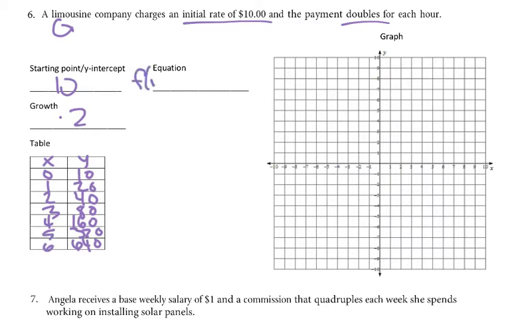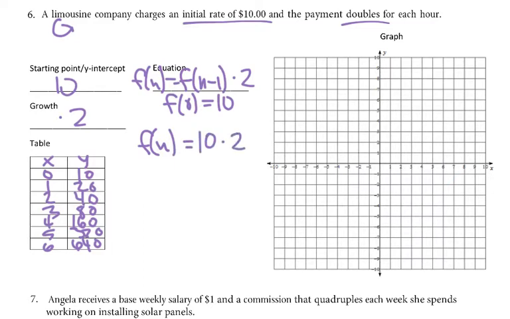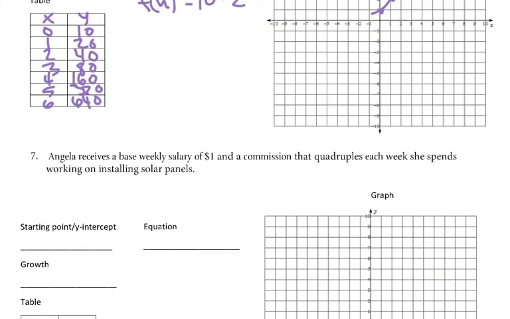Then we can go f of n equals f of n minus 1 times 2. f of 0 would equal 10, and in our explicit, f of n would equal 10 times 2 to the n, because it's geometric, the power goes up as an exponent. Now if I'm trying to graph this, it may be hard to graph everything. So if I count it by tens, we go 10, then 20, then 40, then 80, and then it would go clear up there. So it would look something like that.